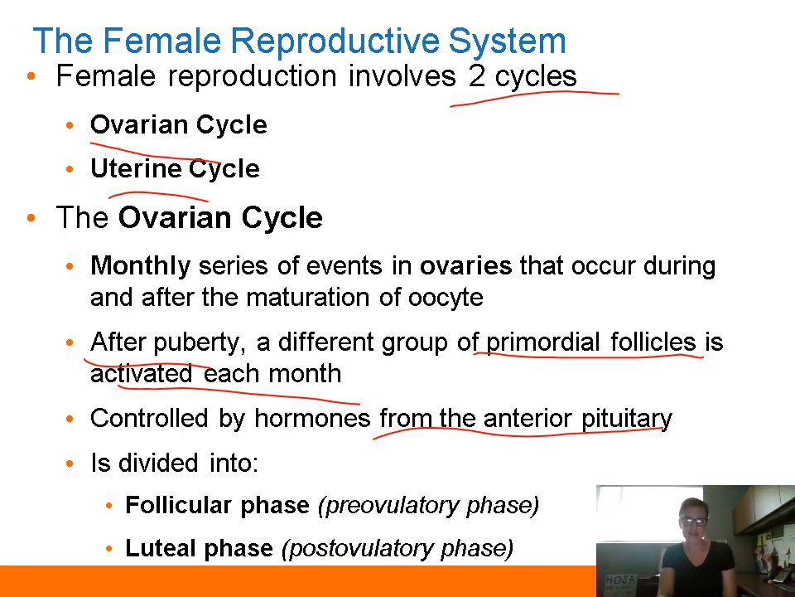The ovarian cycle is divided into two phases: a follicular phase and a luteal phase. The follicular phase is also called the pre-ovulatory phase because this is before ovulation, before the egg is released. The luteal phase is called the post-ovulatory phase because that's what happens after the egg is released. And again, you'll see these terms are very closely related to what's actually happening in the ovary at the time.